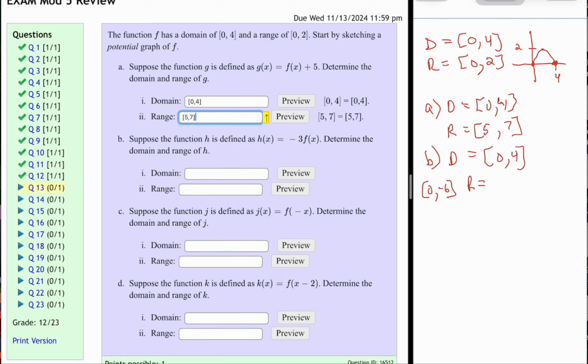Now you might recall that if you multiply an inequality by a negative number, you have to turn the inequality. Well, that's kind of what's happening in that interval notation. You have to put it in least to greatest order. So it's going from negative 6 to 0. Let's put that one in. So those things on the outside have affected our range.